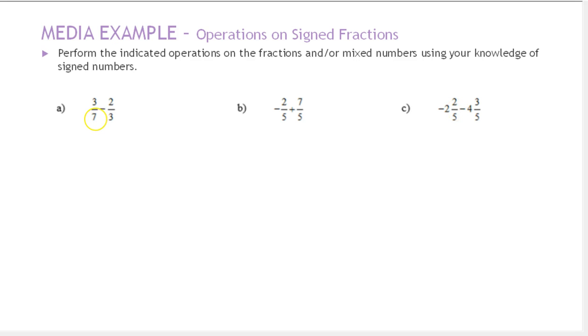Notice here we have a positive fraction minus a positive fraction. So our result is going to be negative. That's why it's in this signed fraction section. We'll see that in just a moment. Here we have a negative fraction plus a positive fraction, and a negative mixed number minus a positive mixed number.